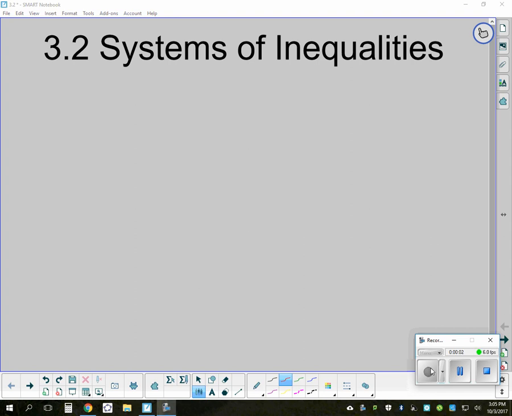Okay, we are on to 3.2, Systems of Inequalities. Last section we were working with equations with two variables. Now we're going to be working with inequalities with two variables.